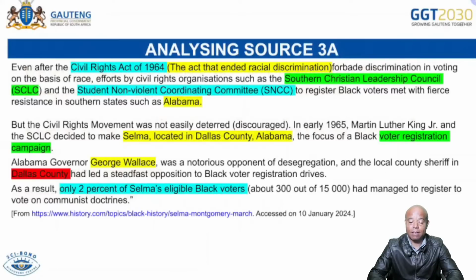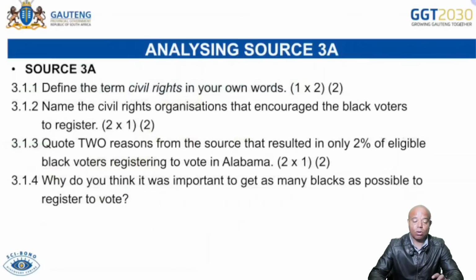In early 1965, Martin Luther King Jr. and the SCLC decided to make Selma, located in Dallas County, Alabama, the focus of a black voter registration campaign. Alabama Governor George Wallace was a notorious opponent of desegregation, and the local county sheriff in Dallas County had led a steadfast opposition to black voter registration drives. As a result, only 2% of Selma's eligible voters, about 300 out of 15,000, had managed to register to vote. Now let's go to the questions quickly.